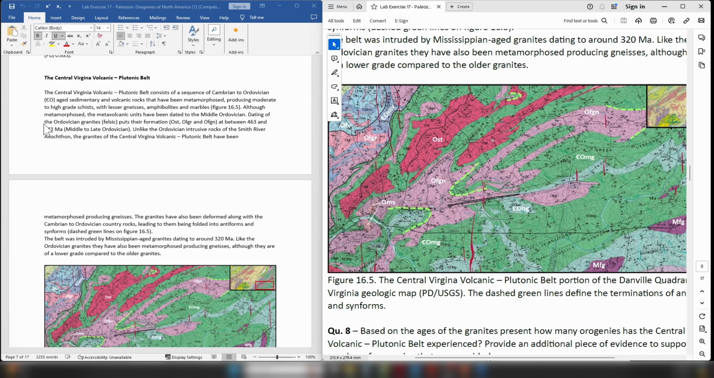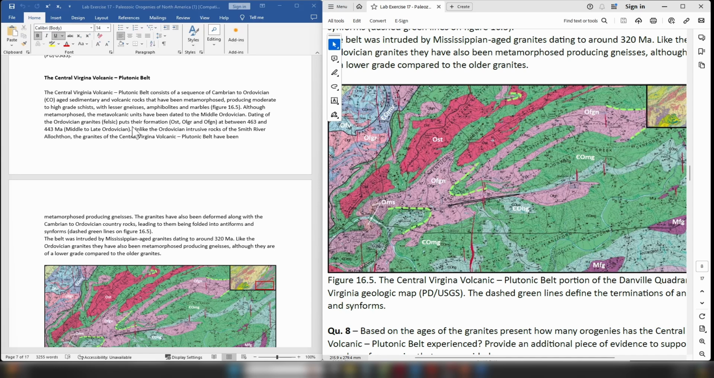Now, although metamorphosed, the metavolcanic units have been dated to the Middle Ordovician, so we know that's when they were being formed. We also have dating for Ordovician granites in the same area, and this puts their formation between 463 and 443 million years ago. So that's middle to late Ordovician. Remember, of course, the presence of these intrusive rocks is suggestive that there is an orogeny taking place during this time period.